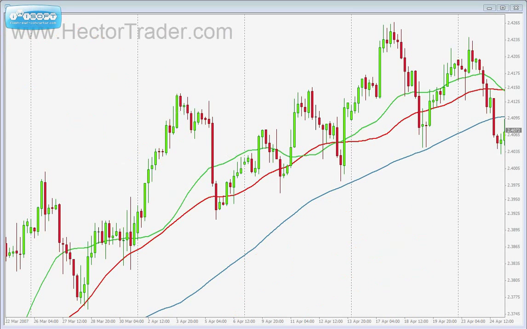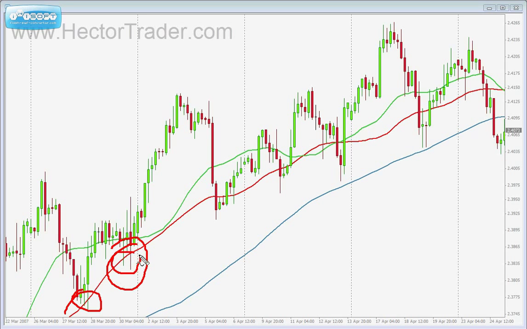As I explained in my first video, I like seeing price spending most of its time above or below, depending on whether we're in an uptrend or a downtrend. But at any rate, I like the price to be contained on the right side of the 50 simple moving average. In this case, since we're in an uptrend, I like price to spend most of its time above the 50 simple moving average. In this case, we can see that this is the case.